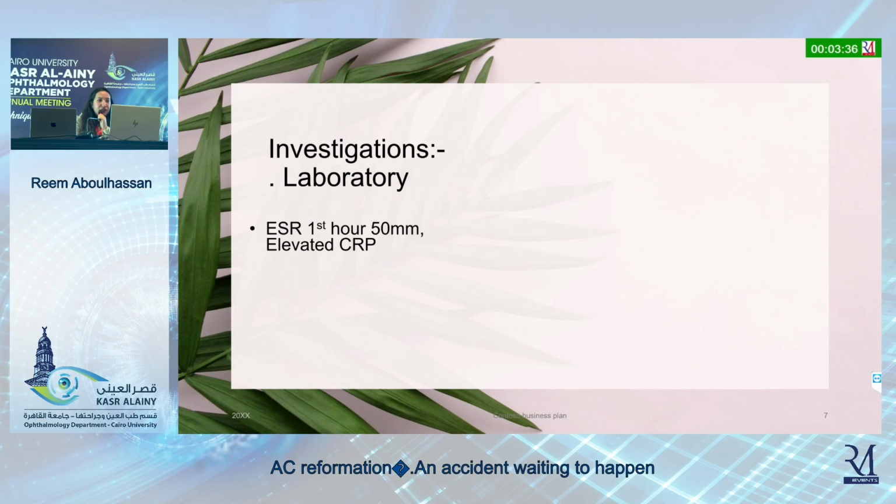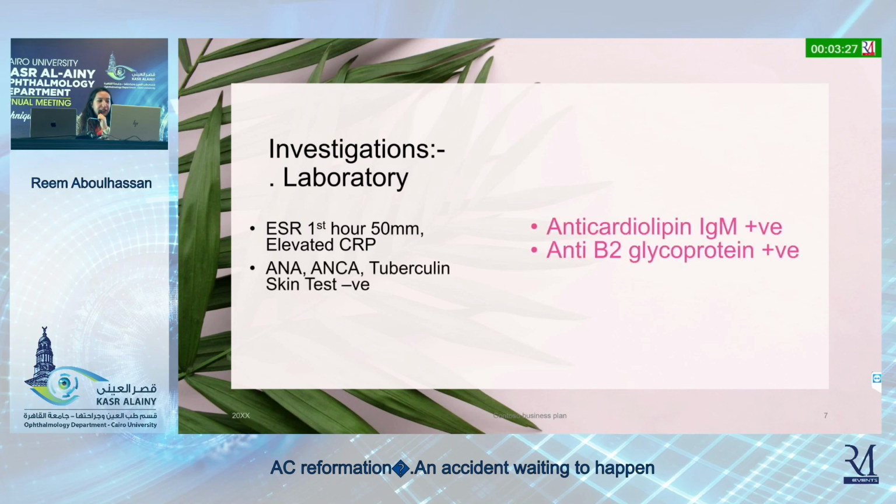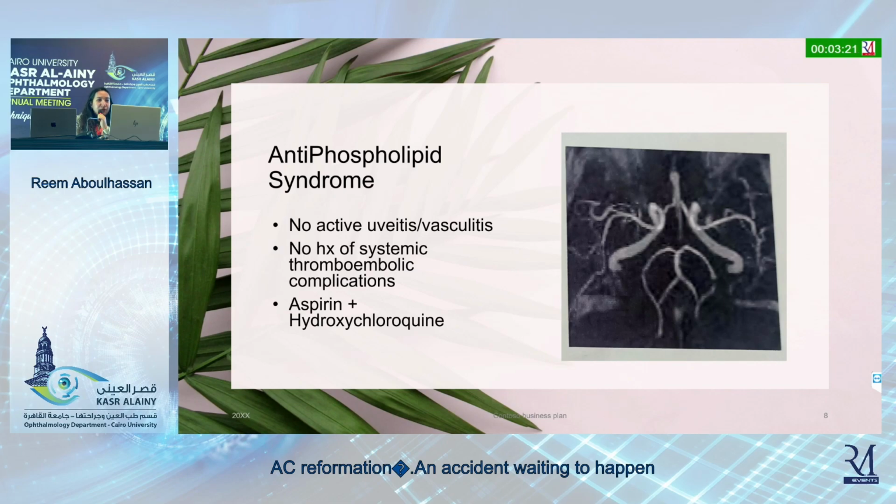Her laboratory investigation revealed an ESR of 50 in the first hour and elevated CRP. The rest of the vasculitic workup was negative for ANA, ANCA, tuberculin, and skin test. However, her anticardiolipin IgM was positive, and anti-beta-2 glycoprotein. So she was diagnosed by the rheumatologist as primary antiphospholipid syndrome. The patient had no active uveitis or vasculitis, and no history of systemic thromboembolic manifestations. Her MRI, MRV, and MRA were normal, so she was prescribed aspirin and hydroxychloroquine.